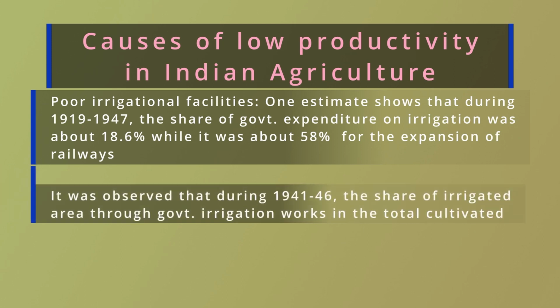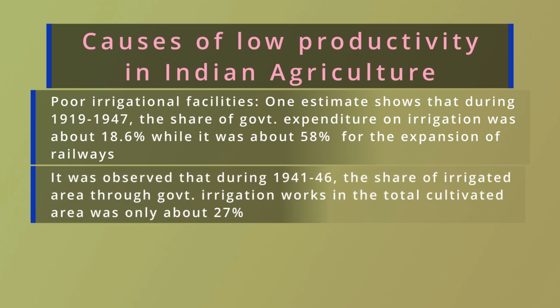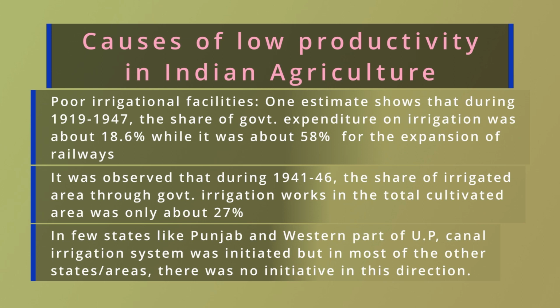And we observed that during 1941 to 1946, only 27% of the total cultivable area got the benefit of this government irrigational facility. And even then, those facilities went to some particular regions of India. Normally, Punjab and some western part of UP only received that facility. Now come to the other reasons.